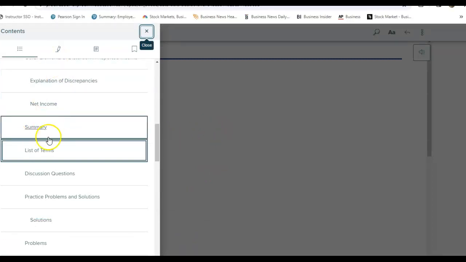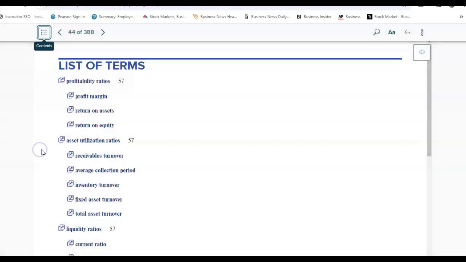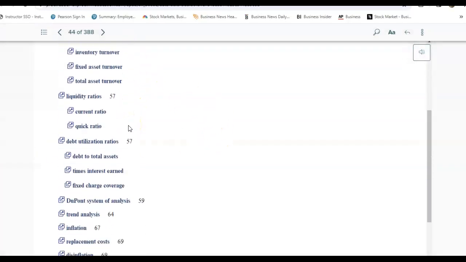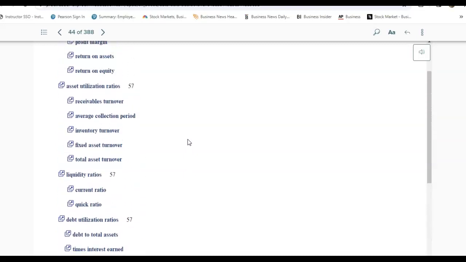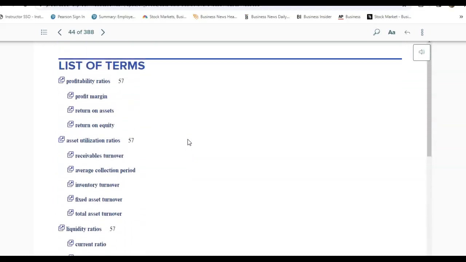And the first thing I want you to look at is something called the list of terms, which is at the end of every chapter. And the list of terms shows all the important calculations and things that you're going to walk away needing to understand to actually do the homework. So it's not a bad idea just to review this real quick before you start the homework problems. But if you need to go back and refer to it, this is a good place to start.